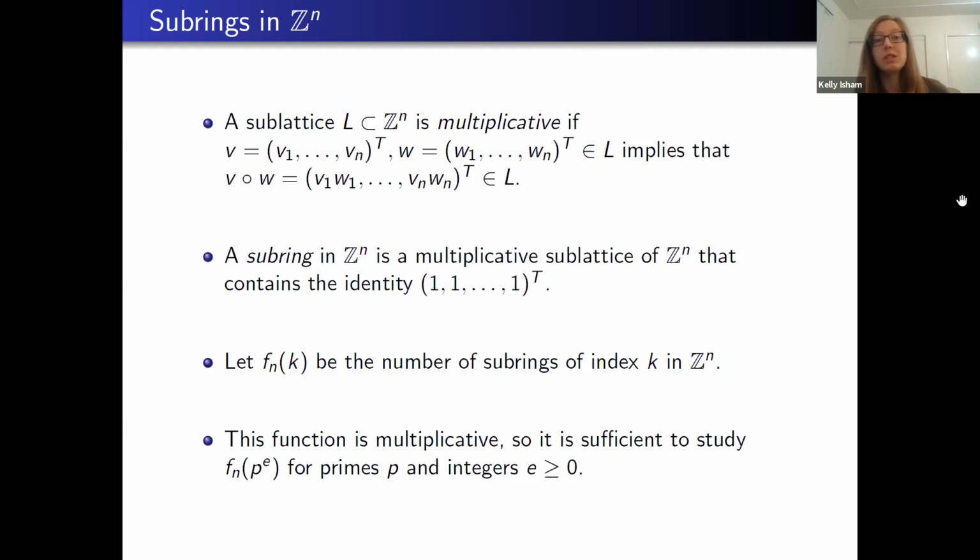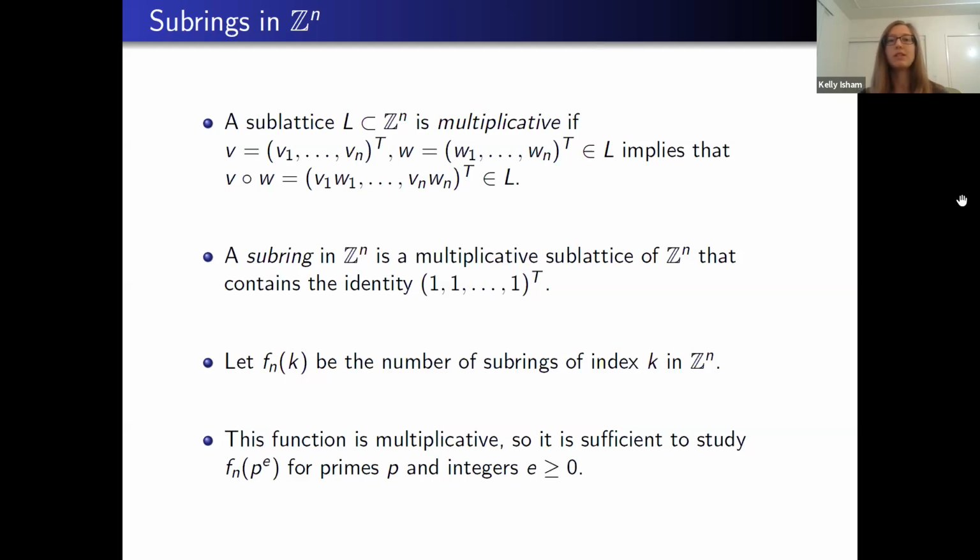So what we'll be studying today is this function f_n(k), which counts the number of subrings of index k in Z^n. Since this function is multiplicative, really it just suffices to understand the number of index p^e subrings, so prime power index subrings.